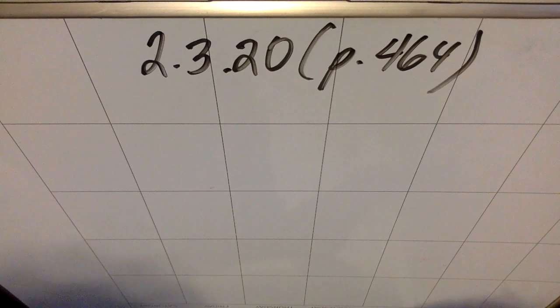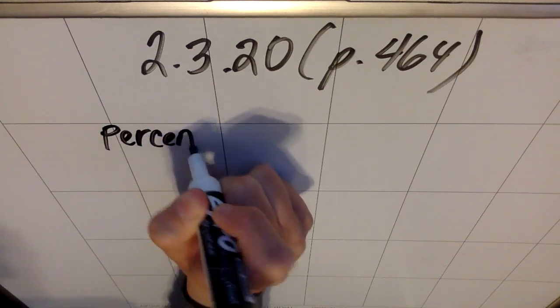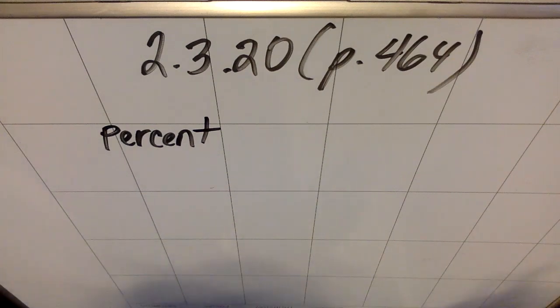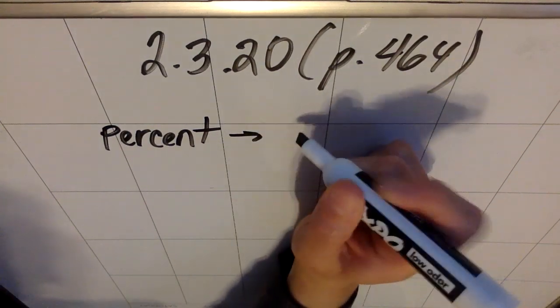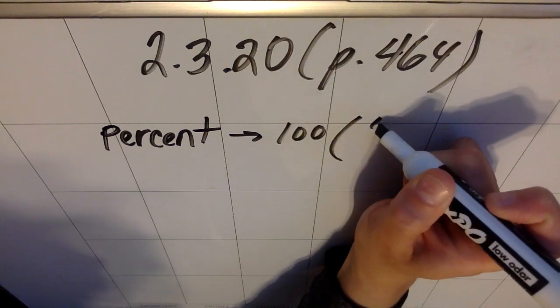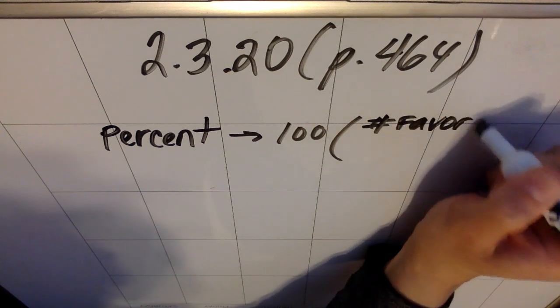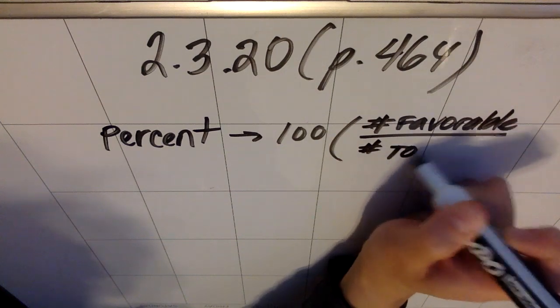Okay, so let's talk about how a percentage works first. Percent means per 100, that's why the most you can get is 100%. So if you want a percentage, you want 100 times the number of, we're just going to say favorable things, the things that you want, over the total number.